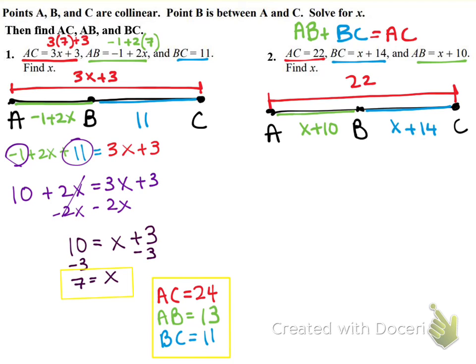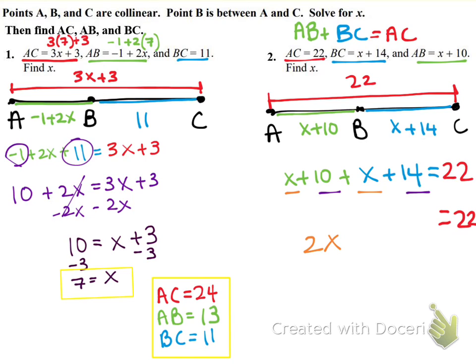So how am I going to start the problem? Correct. X plus 10 plus x plus 14. So you want AB plus BC, and then we'll equal AC, which is 22. So we want to combine like terms first. So what are some like terms we have? Yeah. X plus x makes 2x, and then 10 plus 14 is 24.